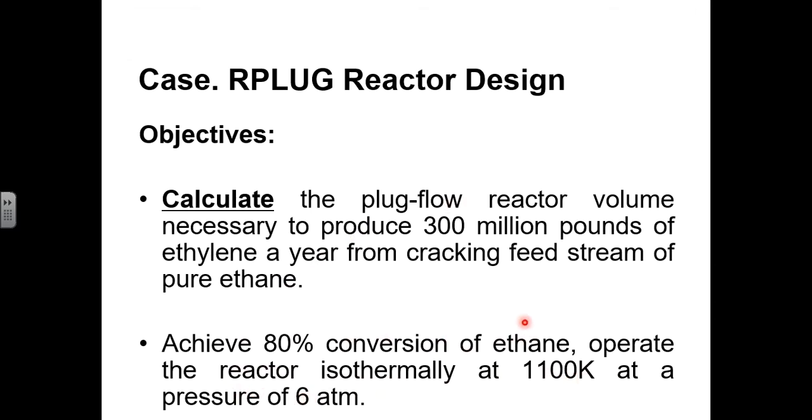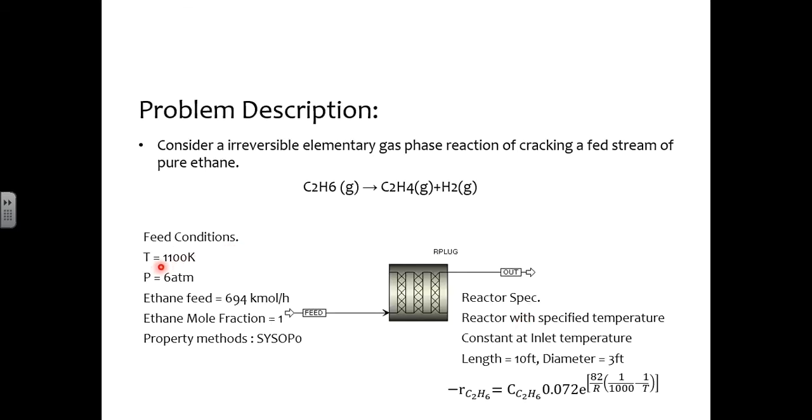So we have to achieve the 80% conversion, and how we can achieve it? Obviously, the design spec and this design spec procedure is same as we have used in the CSTR case. So the feed conditions are that the temperature of feed is 1100 Kelvin, and that of the reactor is also 1100 Kelvin. So this is the isothermal condition, and obviously that of the outlet will be 1100 Kelvin as well.